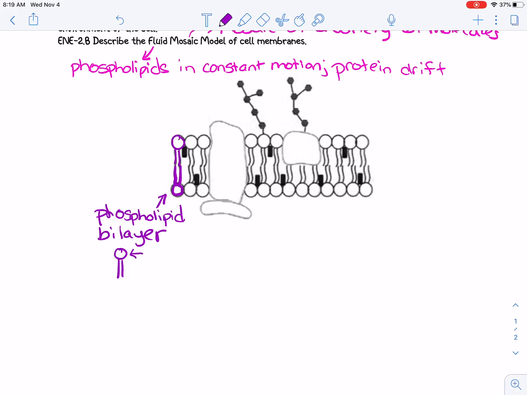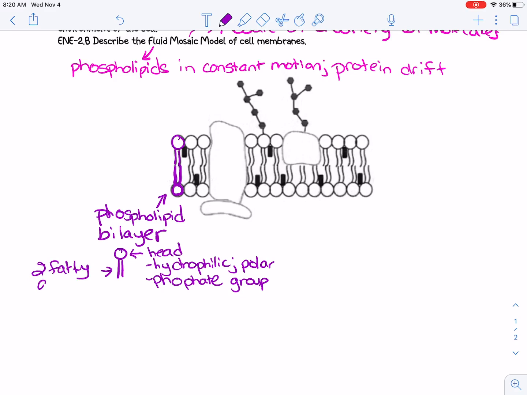That circle part is what we call the head, and that is hydrophilic, also known as polar. It has a phosphate group that makes it polar, and it's attracted to water. So it wants to stick outside into the aqueous cell environment or outside into the extracellular matrix, the stuff outside the cell. And then the lipid part is two fatty acid tails that make up the tail part.